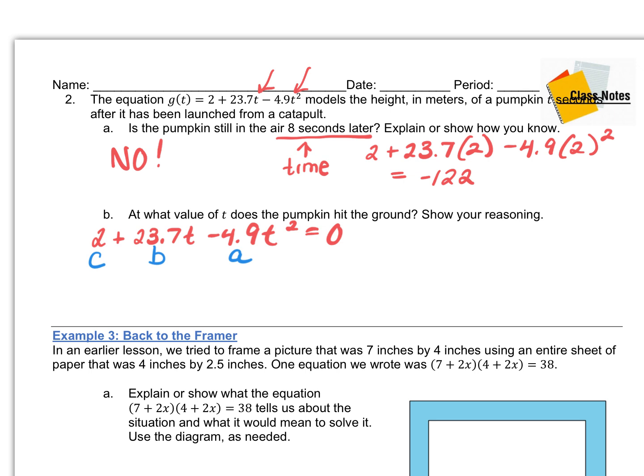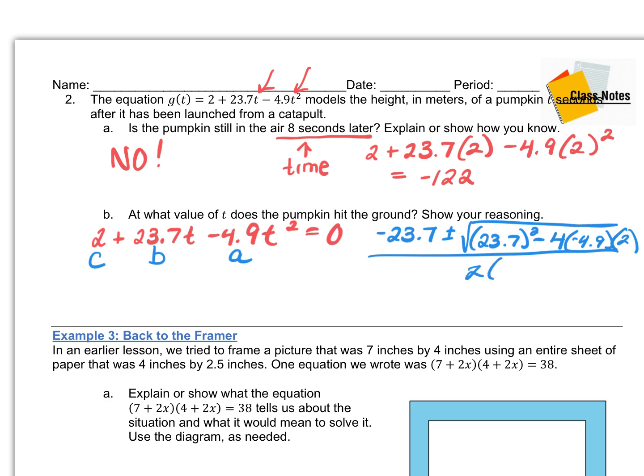So when I plug everything in, it's going to be opposite of b plus or minus square root of b squared minus 4 times my a. Whoops. Oh, that fooled me. Not 2. A is negative 4.9, although I end up multiplying it by 2 because that's c, all over 2 times a.